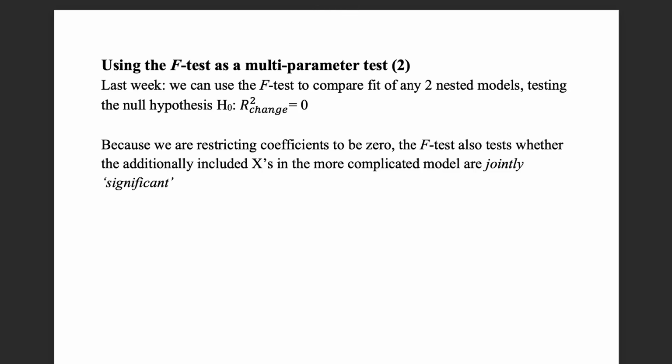Now, again, that implies that we are restricting coefficients to be 0. So we have a complicated model and a more simple model, and the difference is one has more coefficients because we included more variables. Then the simpler model is basically a model where we are restricting those additional coefficients to be 0. Which means that you can also interpret this f-test as testing whether the additionally included x variables in your more complicated model are jointly significant. So taken together, are the additional variables that you included in your model jointly significant?